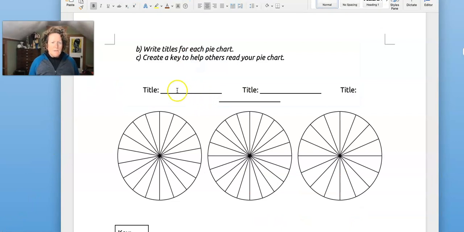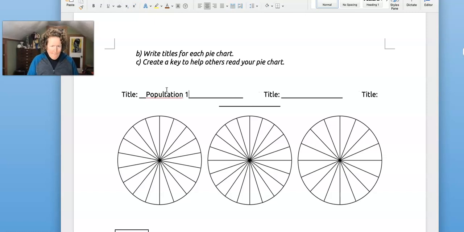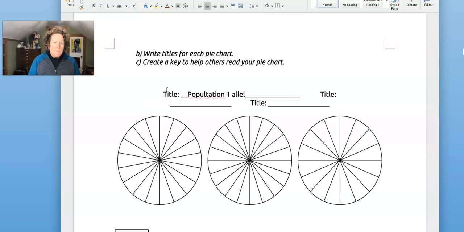Now it's our mission to fill out some pie charts for each of these populations. So I'll do the first one. Population 1, we want to label our graph. Allele frequency. And you might have to stagger your titles here a little bit.